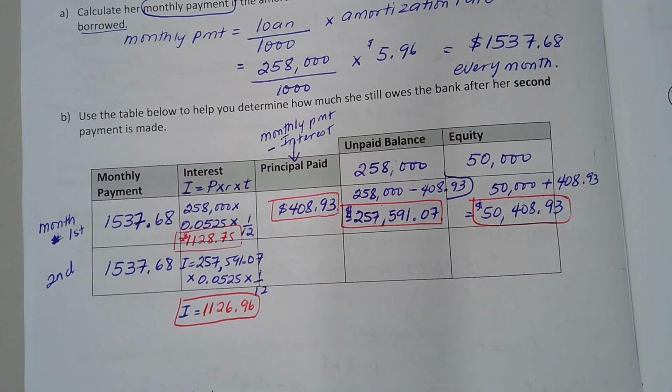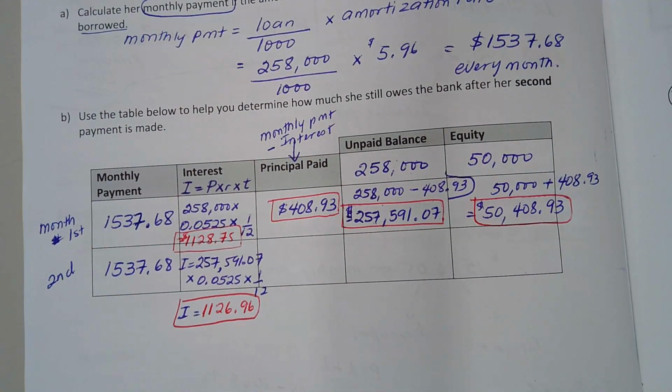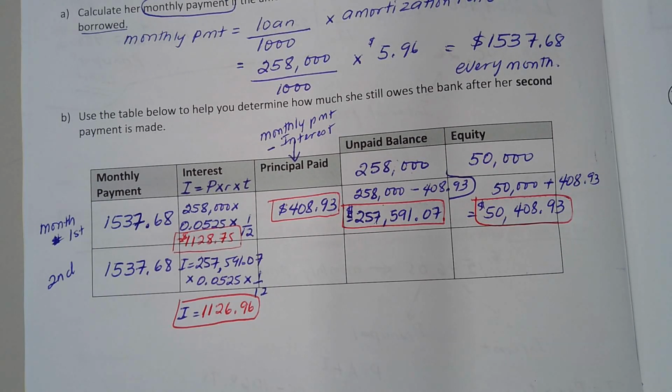Yes. Sorry, I just have a quick question. Of course. Is it PRT? Is that the formula? PRT is the formula for interest for the month. Yeah, that's what I use. Yeah, correct. Okay, is that good?